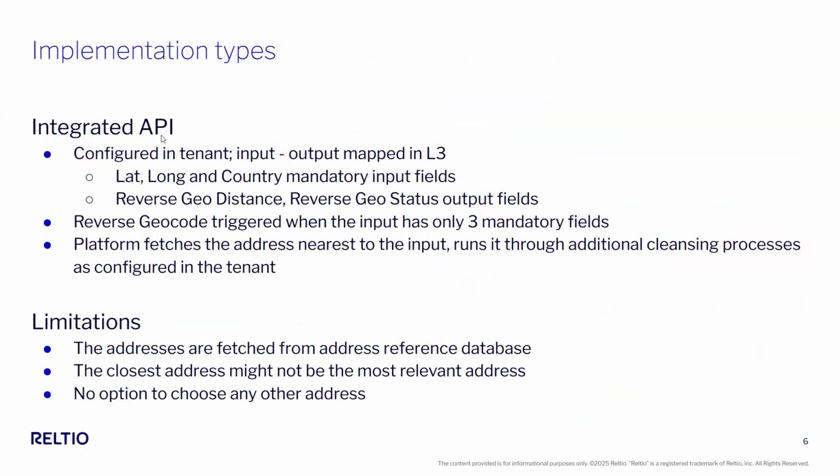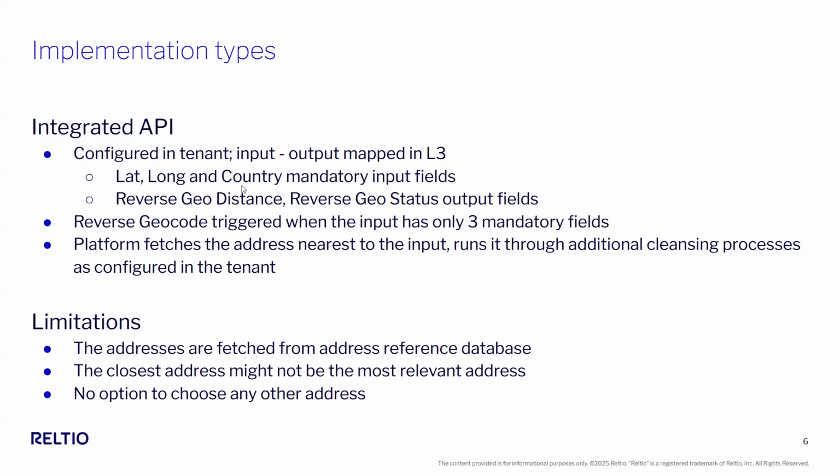So there are two implementation types. One is the integrated API, and what this integrated API is basically, if you enable reverse geocoding in your tenant and you do the correct configuration in your L3, then as you create a location or as you create an address, while you're creating a location, if you provide only latitude, longitude, and country, it would automatically generate the address and it would then use that address to create the entire location. Okay, so basically it's integrated within the APIs for posting an entity.